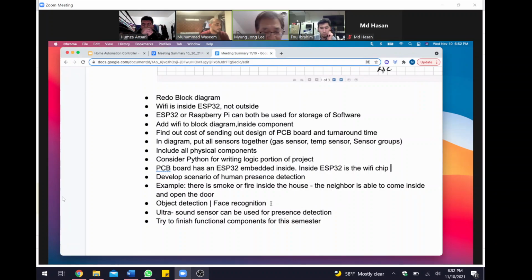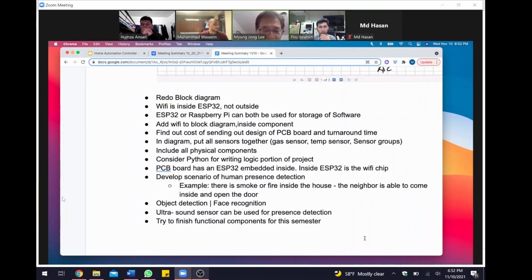So basically, I think I will say, yeah, that's the term. Develop a scenario of like a safety scenario, and under it you can have the example. Yeah, this detection.